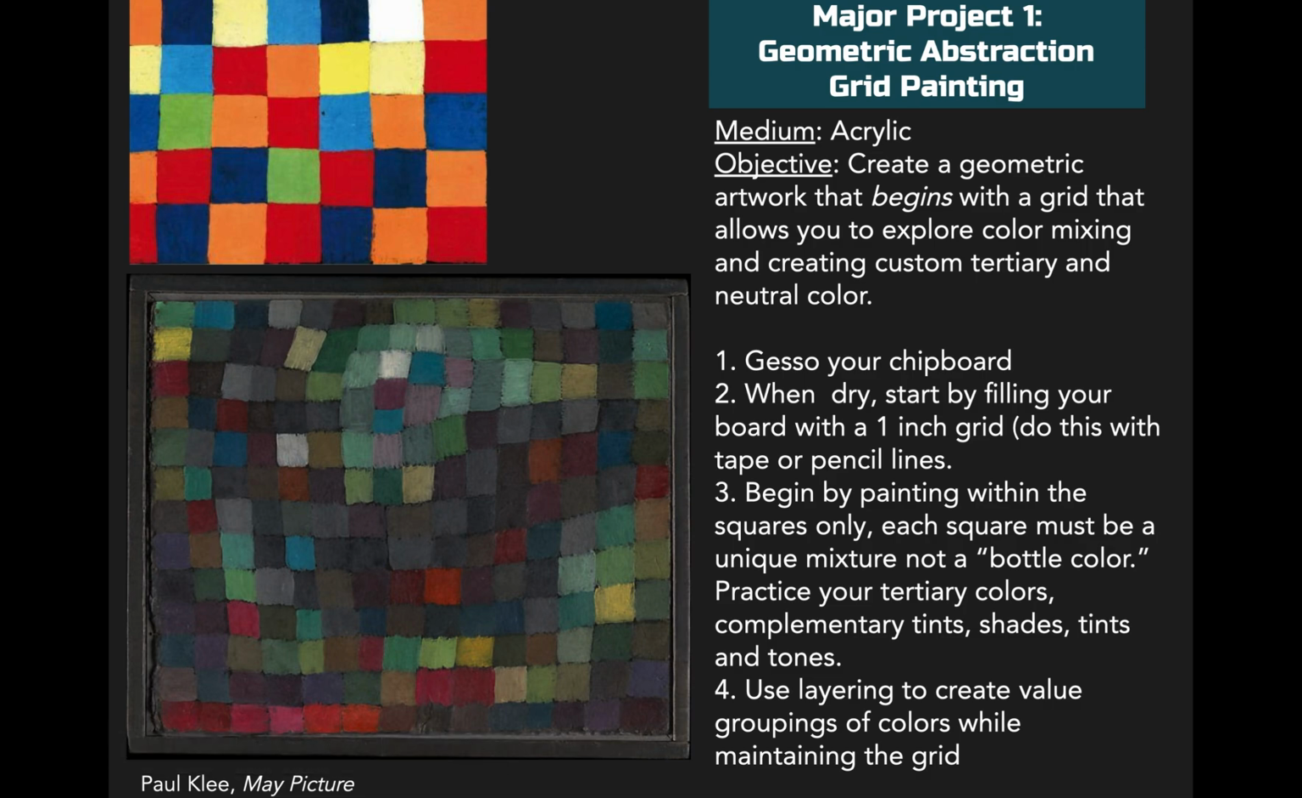So the medium is going to be acrylic, and it says create a geometric artwork that begins with a grid that allows you to explore color mixing and creating custom tertiary and neutral color. Now, tertiary has the prefix for three, the T-E-R-T. That's the word that's the prefix for three.